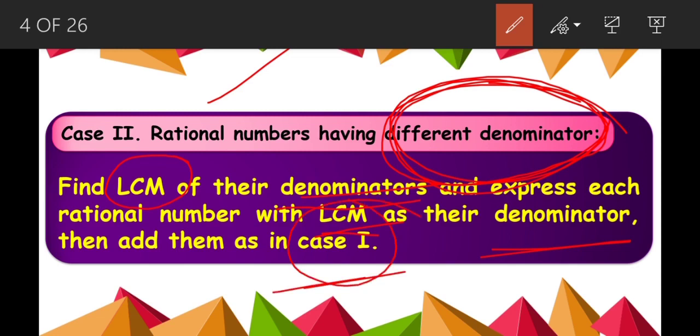So here, what we mean to tell is the denominators are different. So what we have to do? We have to find the LCM of the denominators. Then all the denominators should be changed to their LCM by multiplying a number to both numerator and denominator, so that all of them will have the same denominator. Now, as we have done in case 1, with the same method, we can add in case 2 also. So let's see with one example, children.